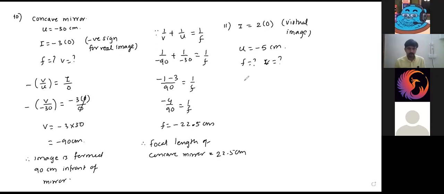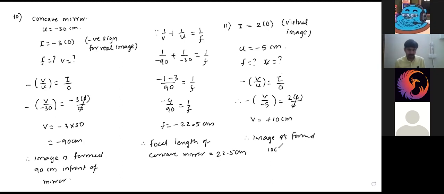तो सबसे पहले माइनस v अपॉन u is I upon o. So minus v upon -5 is equal to 2 times o upon o, cancel. V is equal to plus 10 centimeter. So plus का मतलब क्या होता है कि image, it's a virtual image. Yes, image is formed 10 centimeter behind the mirror.